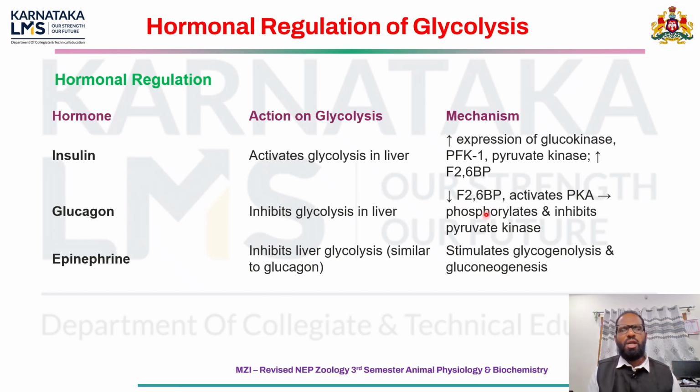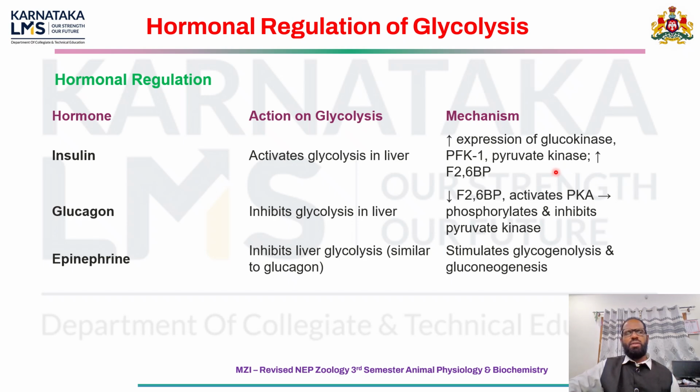In case of hormonal regulation, there are 3 important hormones. One of the important hormones which plays a significant role in glycolysis is insulin. And what will insulin do? Insulin is responsible for the activation of glycolysis in the liver. It increases the expression of glucokinase, it increases the concentration of phosphofructokinase 1, and it also increases the concentration of pyruvate kinase.